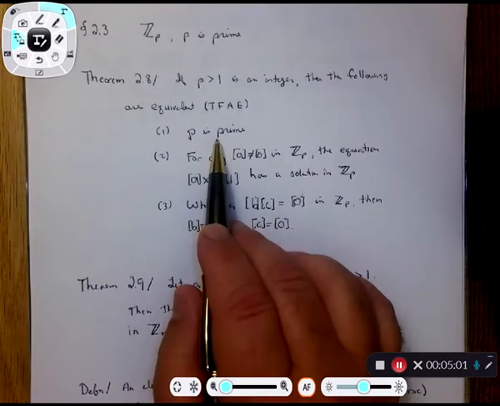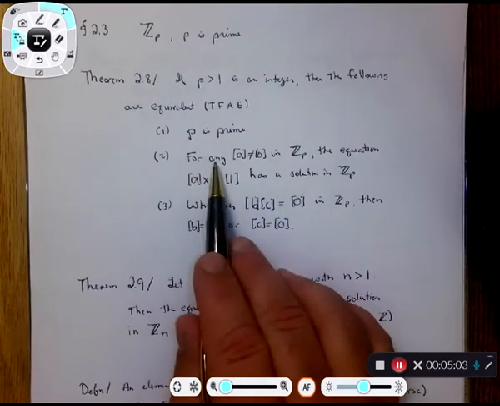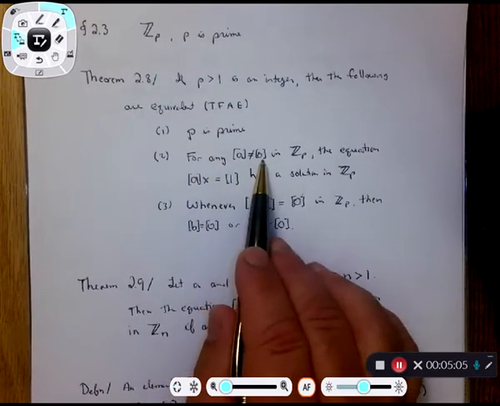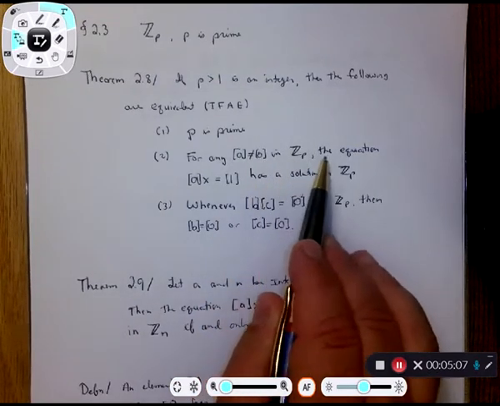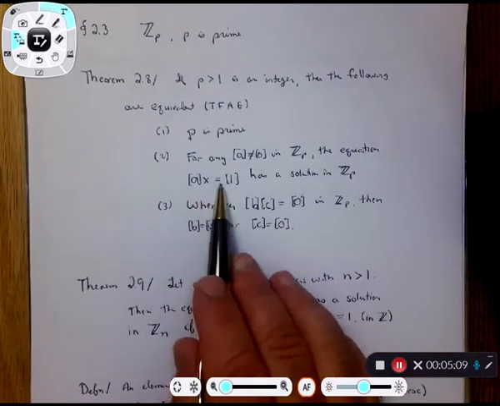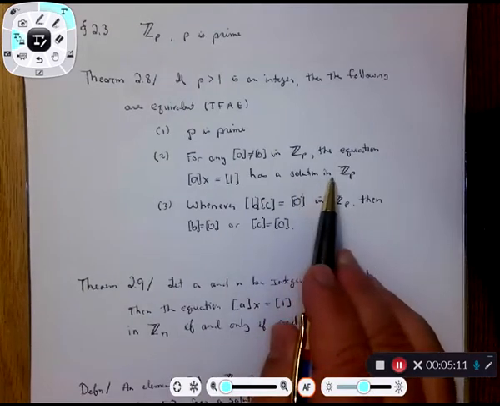1, P is prime. 2, for any equivalence class A not equal to 0 in ZP, the equation AX equals 1 has a solution in Z mod P.